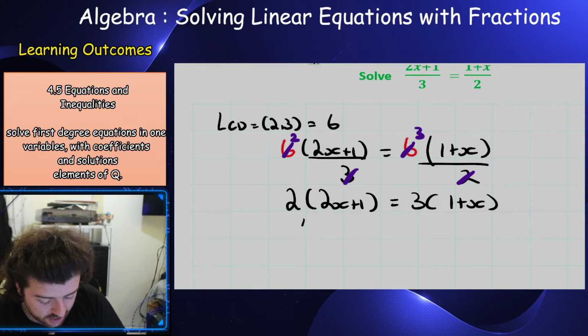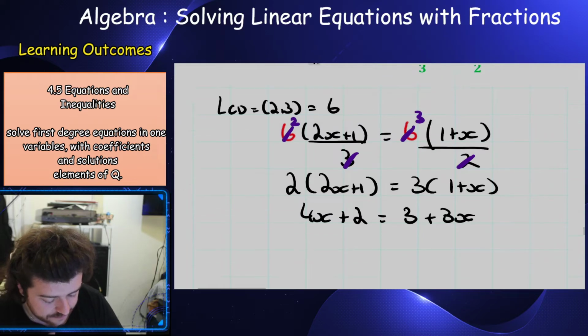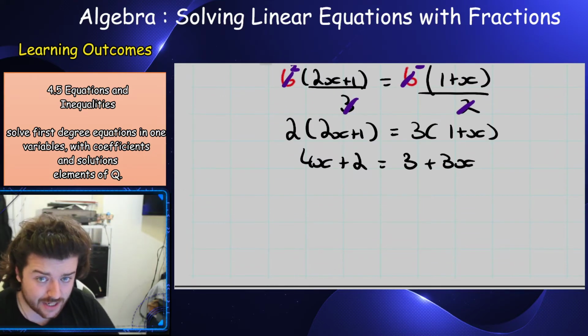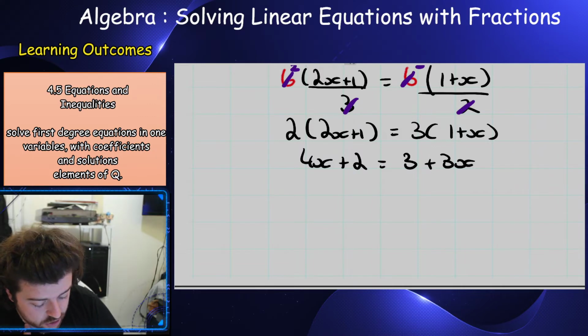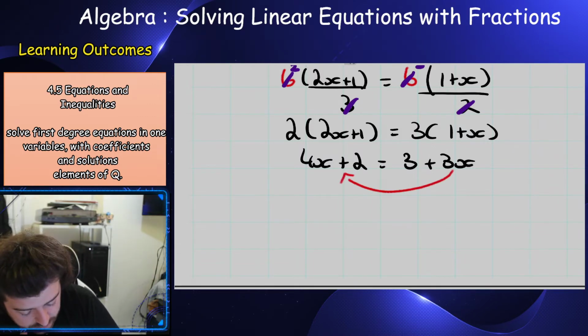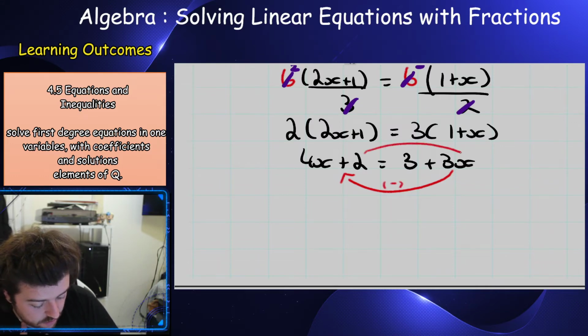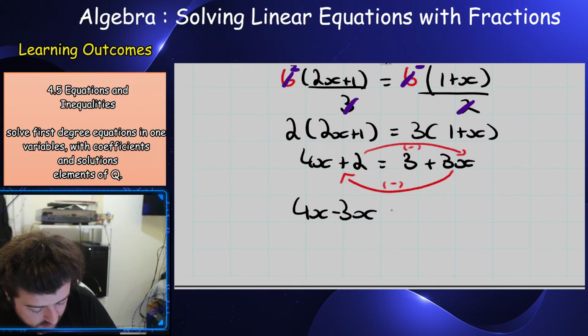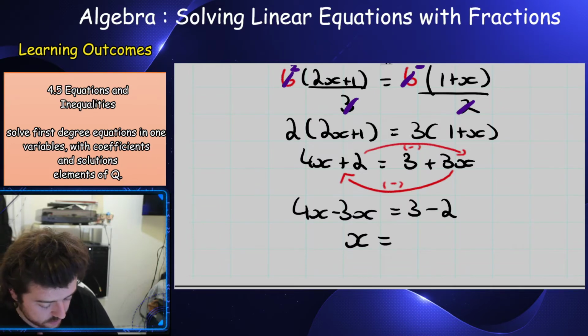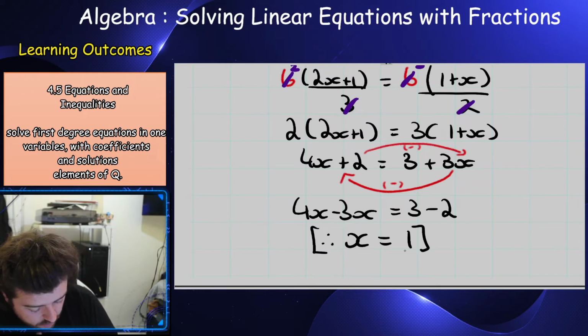Distributive property, multiply the brackets: 4x + 2 equals 3 + 3x. Now letters to the left, numbers to the right. I'm using the shortcut method here. I'm bringing this 3x over and changing the sign, so it becomes minus 3x. I'm bringing this positive 2 over to the right-hand side and making it a minus 2. So now I have 4x minus 3x equals 3 minus 2. x equals 1.